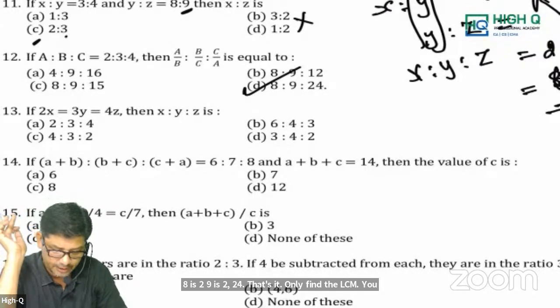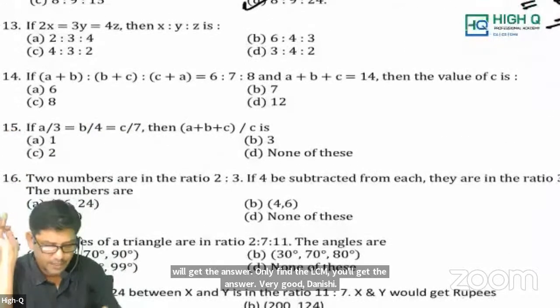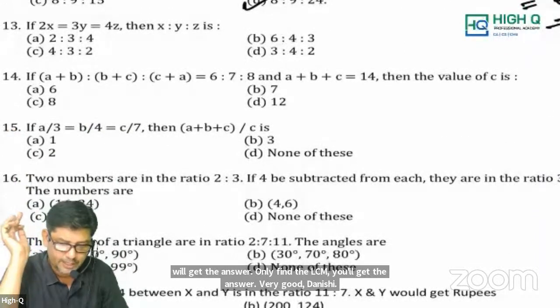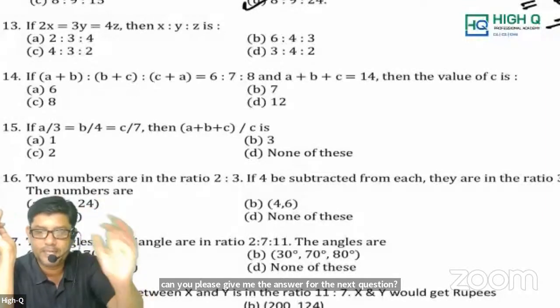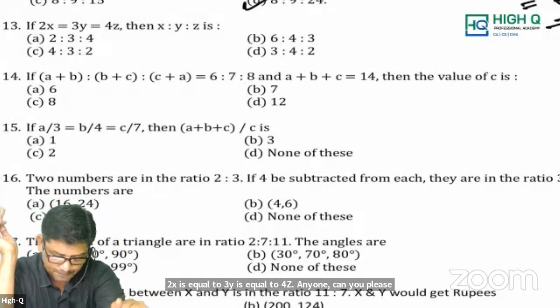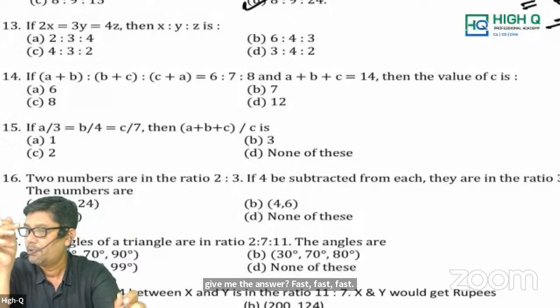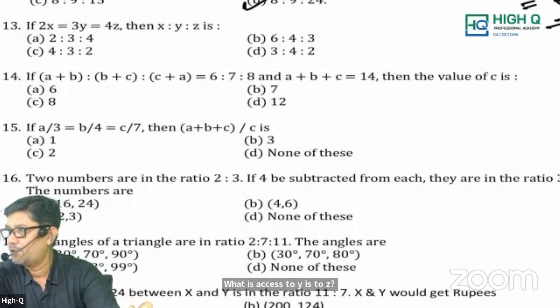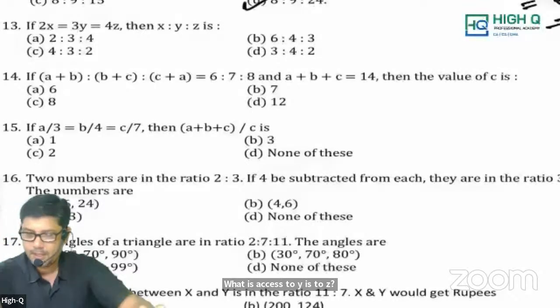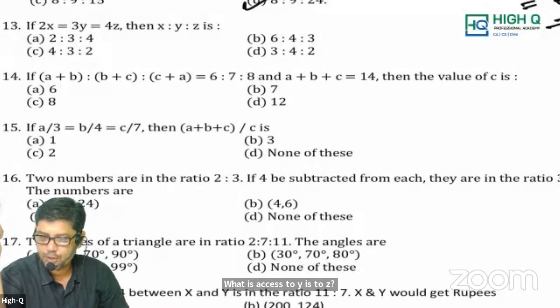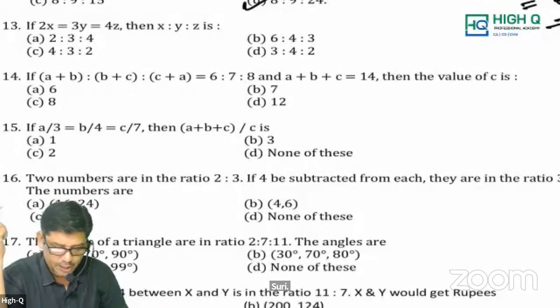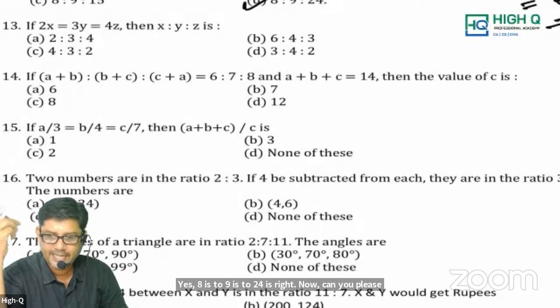Very good, Danyashri. Okay. Can you please give me the answer for the next question? 2x is equal to 3y is equal to 4z. Anyone, can you please give me the answer? Fast. What is x is to y is to z? Yes, 8 is to 9 is to 24 is right. Now, 2x is equal to 3y is equal to 4z. Anyone give me the answer fast?